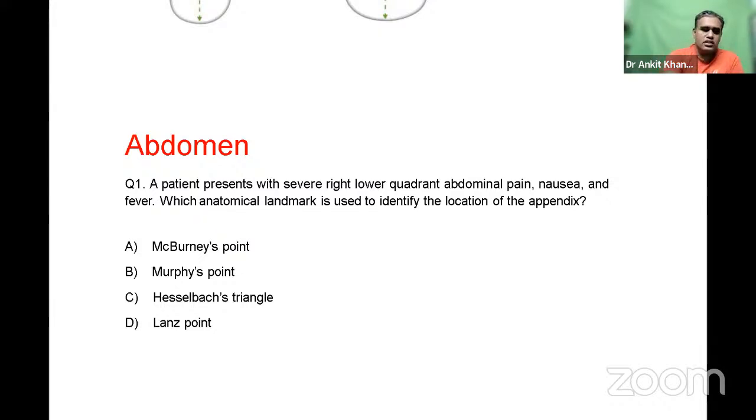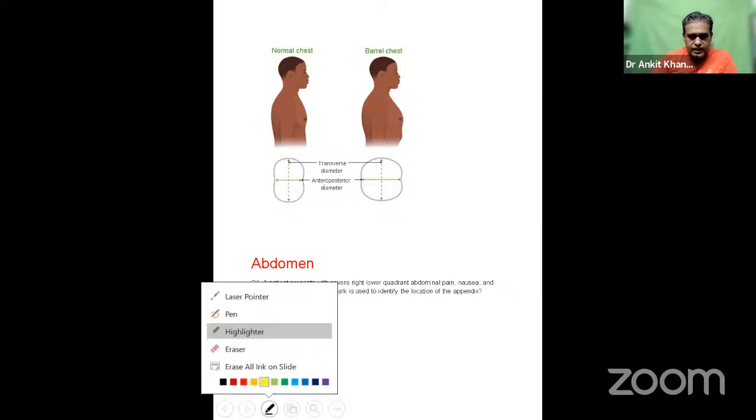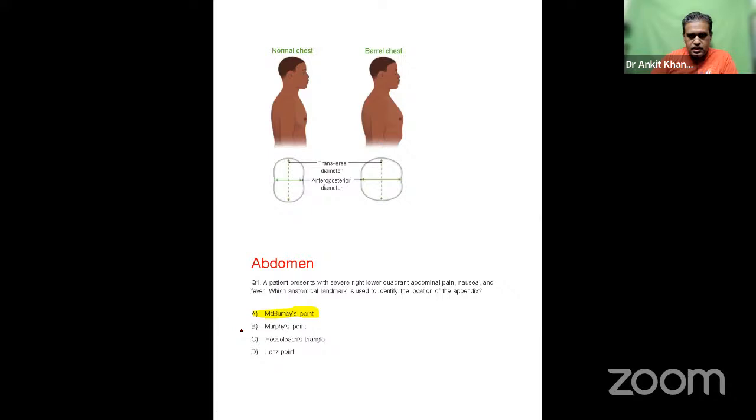The answer over here we should know is McBurney's point. What is McBurney's point? If you take two landmarks, one of them will be the anterior superior iliac spine, and the other will be the umbilicus, and you connect them. So let me write over here A, S, I, S: the anterior superior iliac spine of the right side.